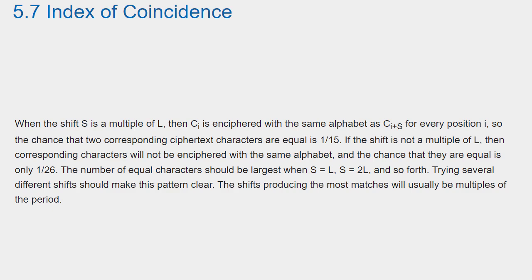CI is enciphered with the same alphabet as CI plus S for every position I, so the chance that two corresponding ciphertext characters are equal is 1 over 15. If the shift is not a multiple of L, then corresponding characters will not be enciphered with the same alphabet, and the chance that they are equal is only 1 over 26. The number of equal characters should be largest when S equals L, S equals 2L, and so forth. Trying several different shifts should make this pattern clear. The shifts producing the most matches will usually be multiples of the period.